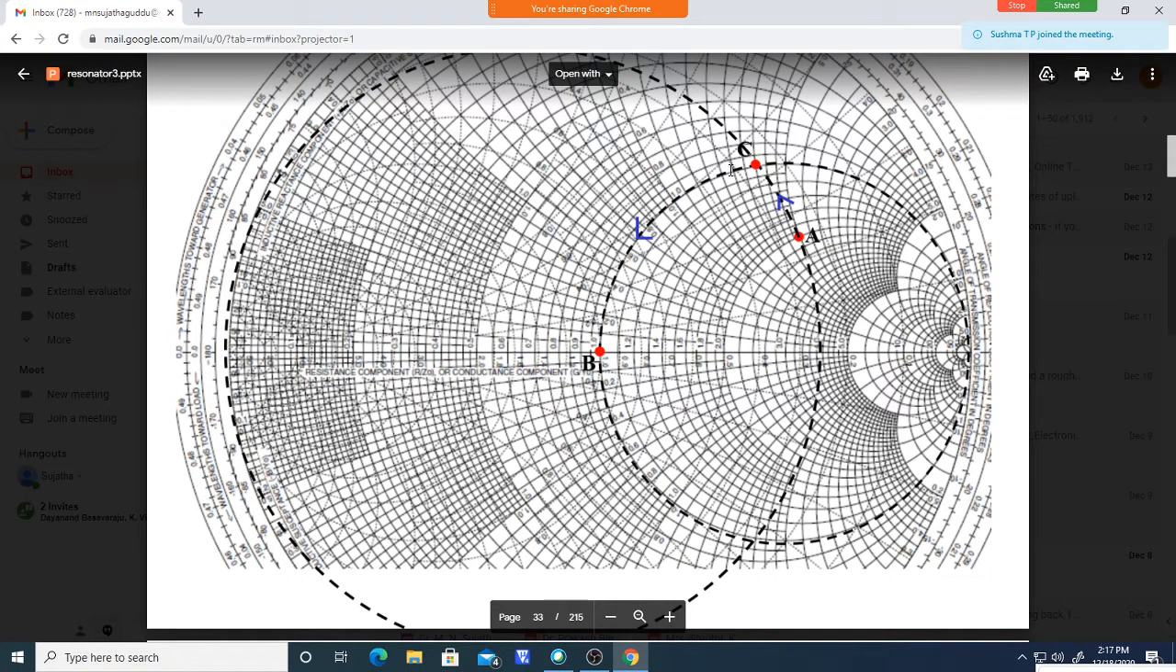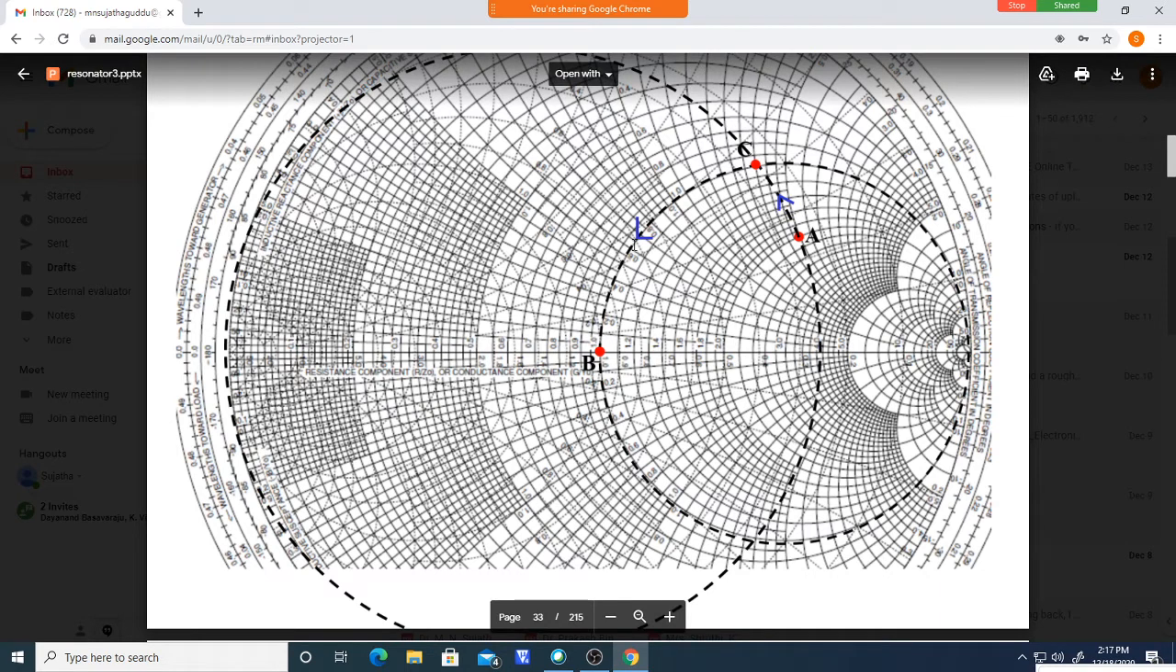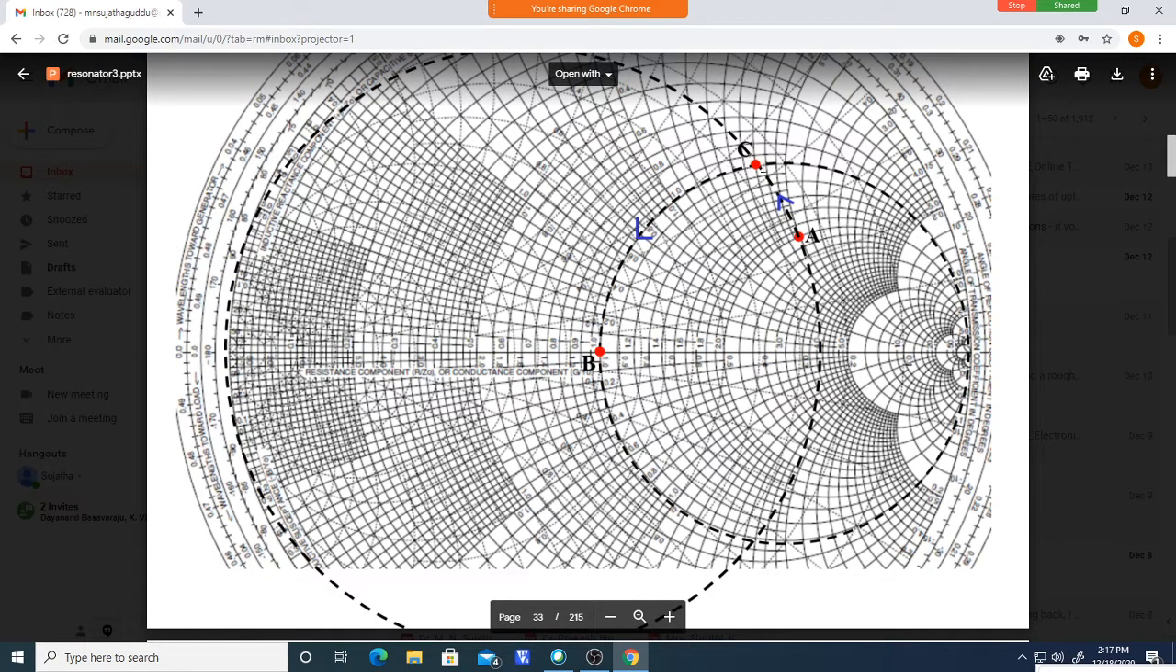Now you should move over this, because to reach this point there are only two options: either you should move on an r is equal to 1 circle, or a g is equal to 1 circle. Because we reached the r is equal to 1 circle, you move over this and reach here. So from here we are moving on the resistance circle. From here to here we moved on the conductance circle. Moving on a conductance circle in the anti-clockwise direction gives a shunt inductor.